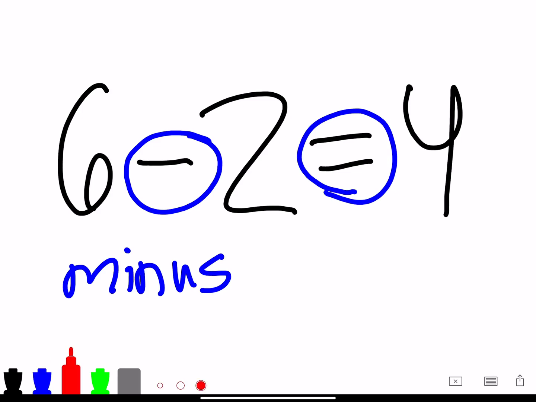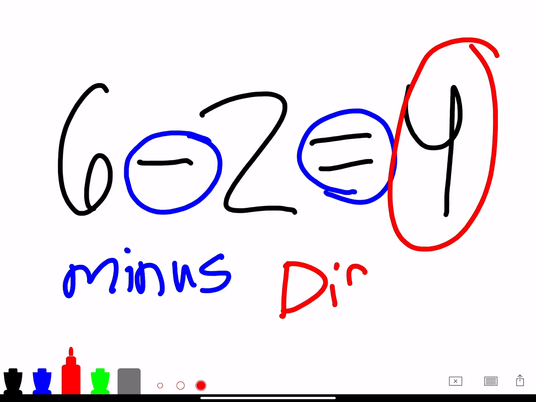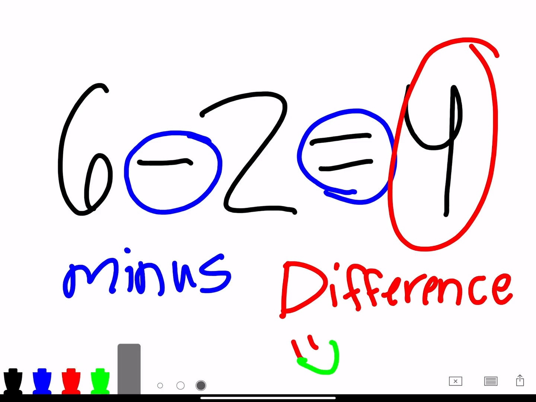But remember, the answer in every addition equation is called the sum. Now, can you guys tell me what is the answer in a subtraction equation called? It is called the difference. So in this case, 4 is our difference. The difference. Yay. That was a really bad smiley face, but yes. So the answer in every subtraction equation is called the difference, and the answer in every addition equation is called the sum.